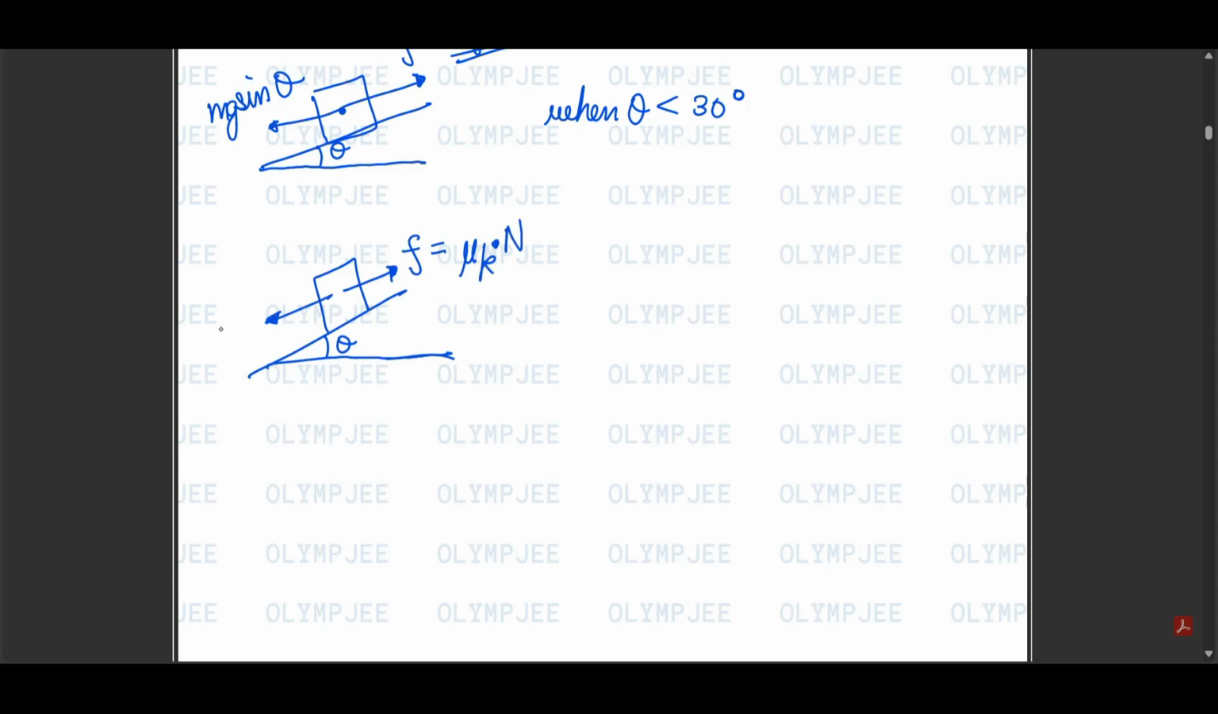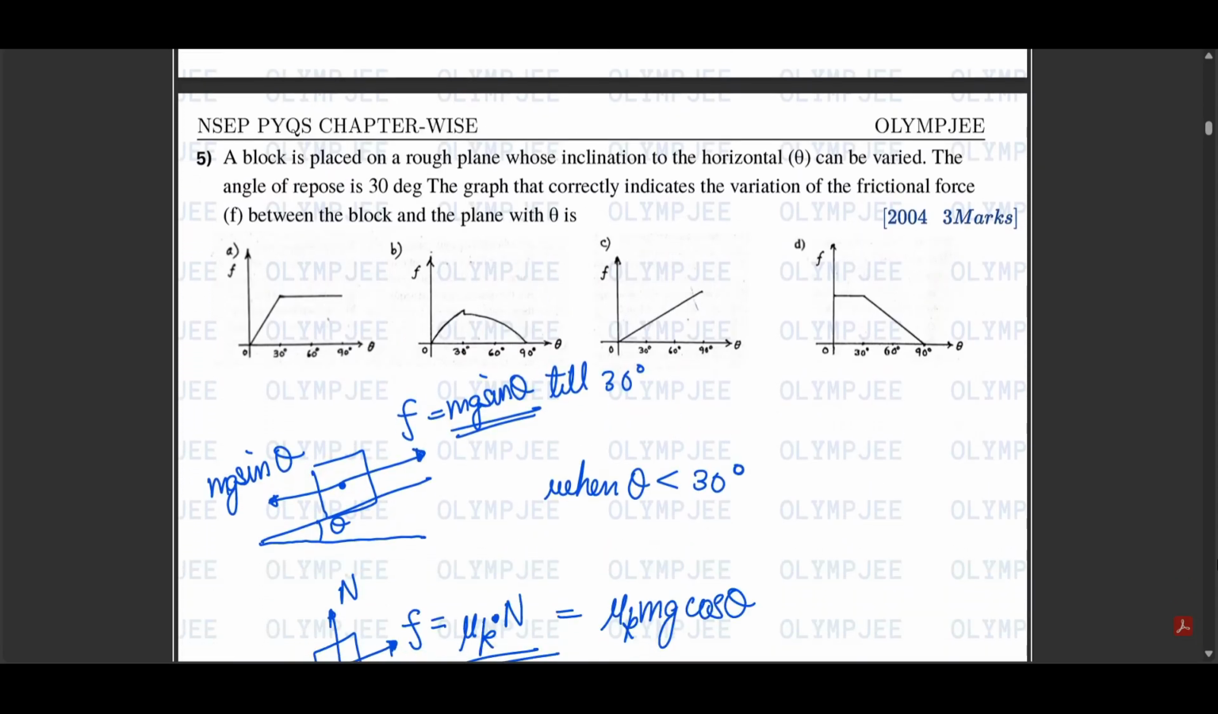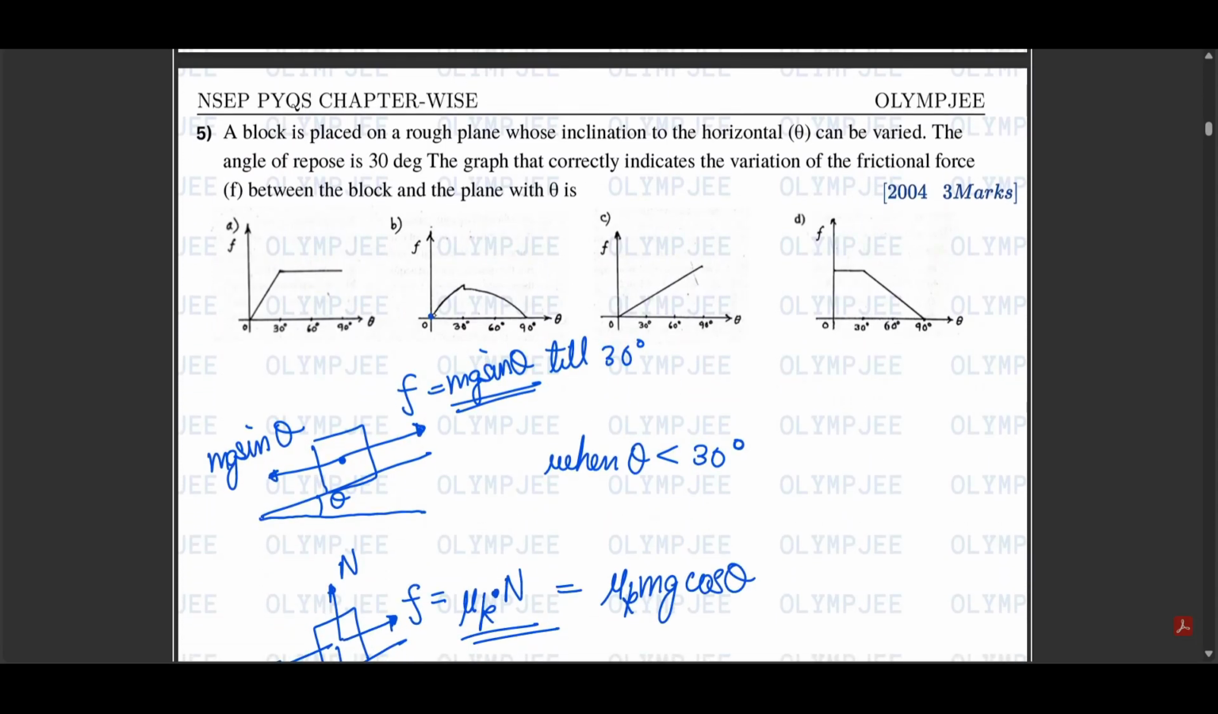Because after the angle of repose is reached, the block will start sliding, and then kinetic friction will act, which is always equal to mu k N, and N is equal to mg cos theta, for the equilibrium in the direction perpendicular to the incline. So this will be mu k multiplied by mg cos theta. So at 0 degrees it will be 0, right? So this is wrong, because sine theta is 0 at 0 degrees, and at 90 degrees this will be 0, because cos theta is 0 at 90 degrees. So this is the correct answer.